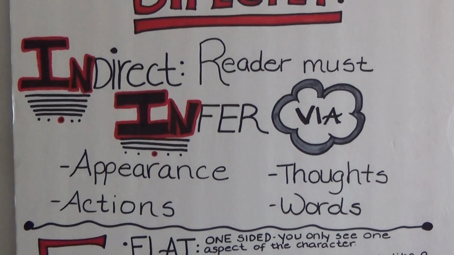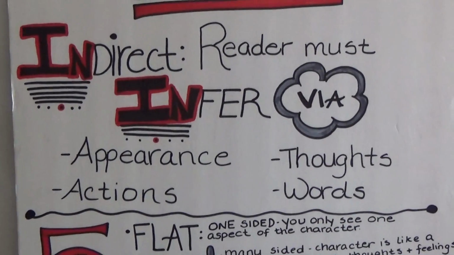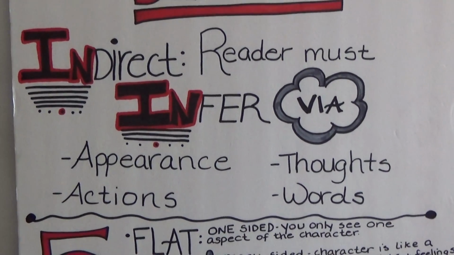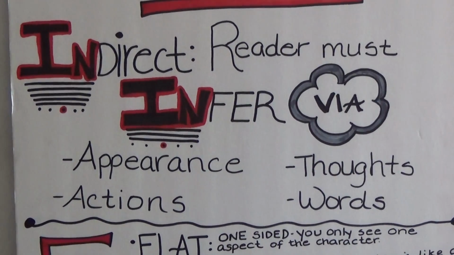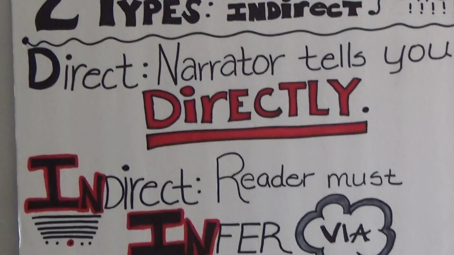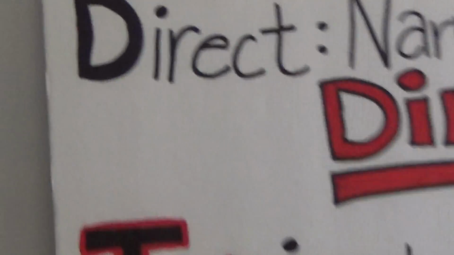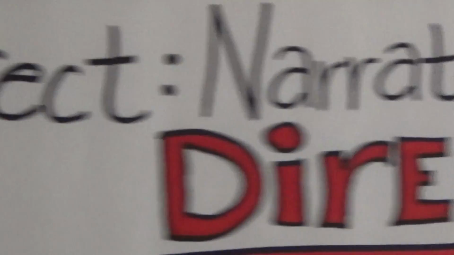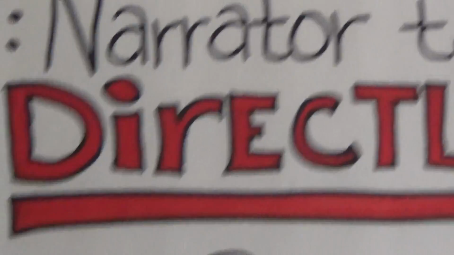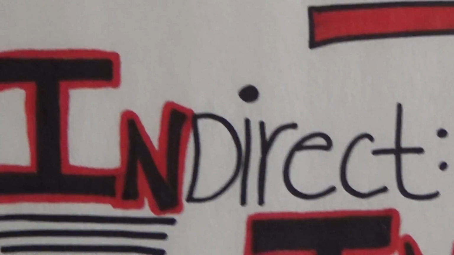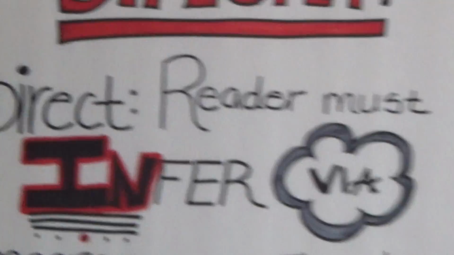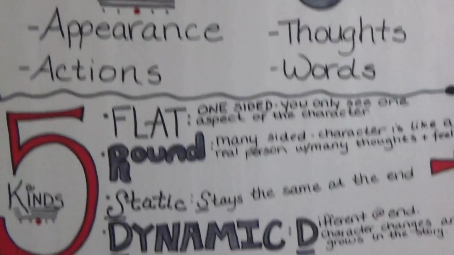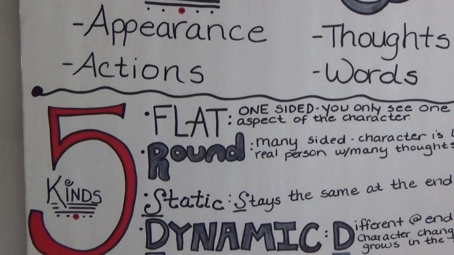So you need to look at what happens and then make an inference based on that because the author or the narrator hasn't told you directly. So how you're going to remember this is direct characterization is when the author or narrator tells you directly, and indirect is when you have to infer. You're going to remember that by the ins. Okay? All right. Now, there are 5 types of characters.